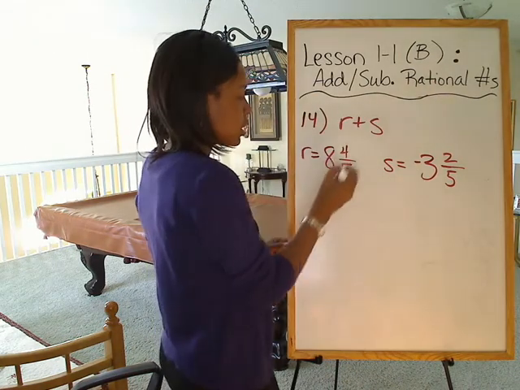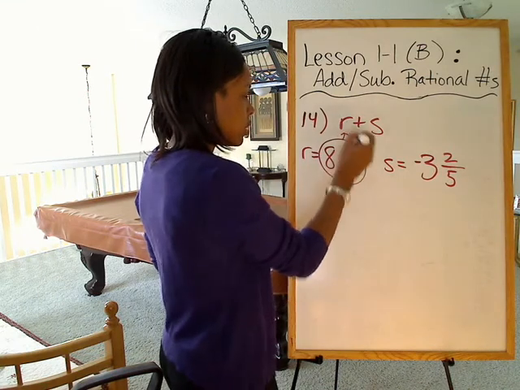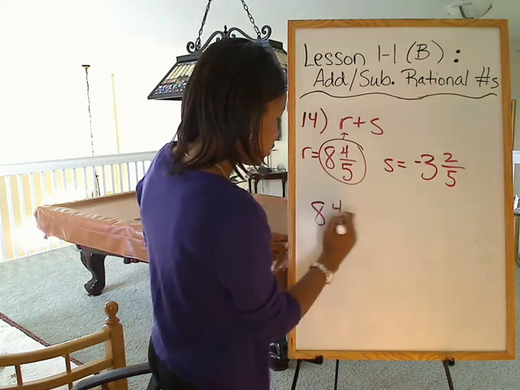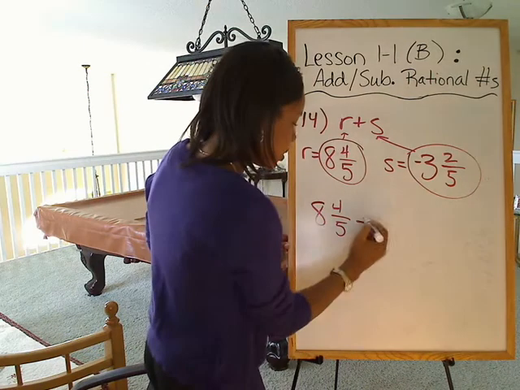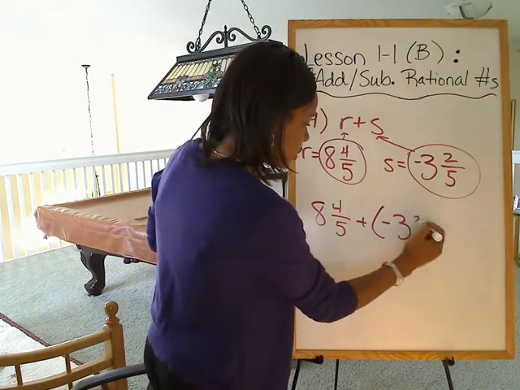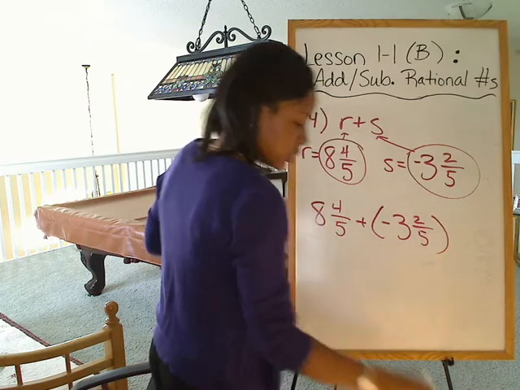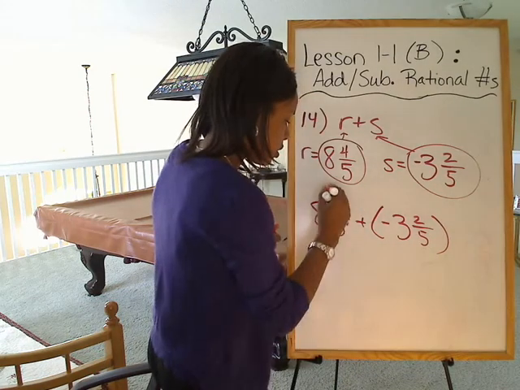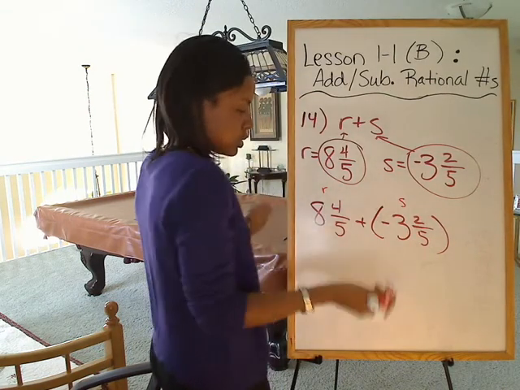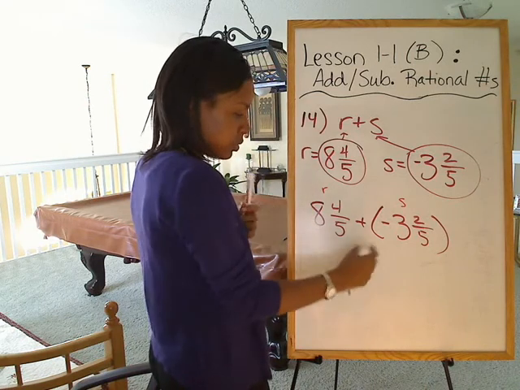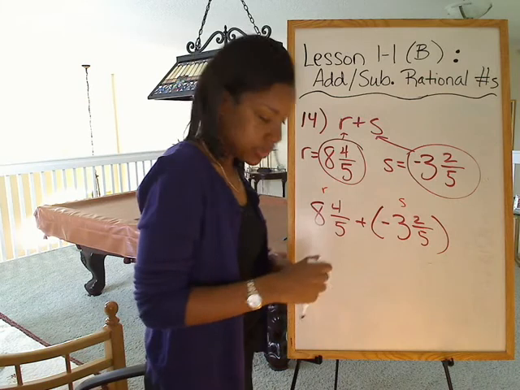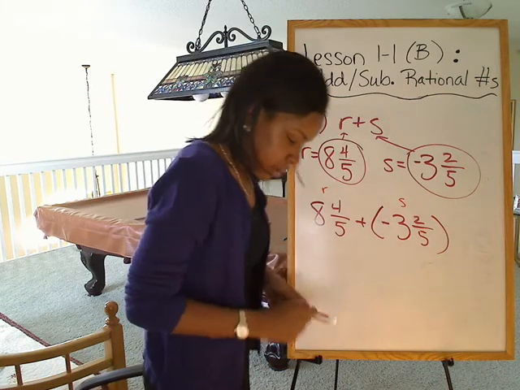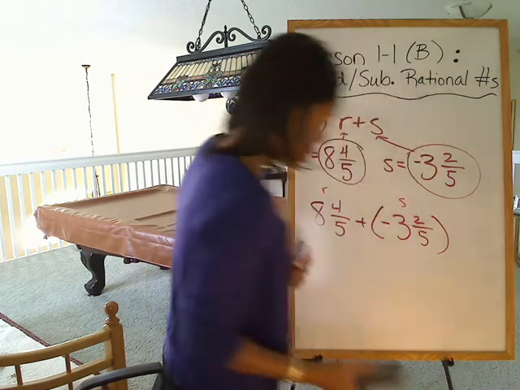All you have to do is plug in this for R. So rewrite it down here. 8 4/5, and plug in this for S, plus -3 2/5. That's all you did. Here's your R, here's your S. R plus S. And then you solve it, by writing it vertically and doing the work the way I showed you to do it. Okay, last question is number 16.